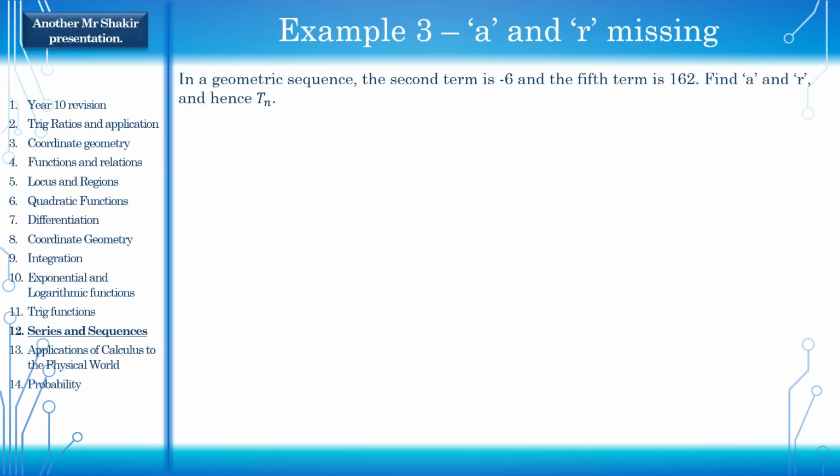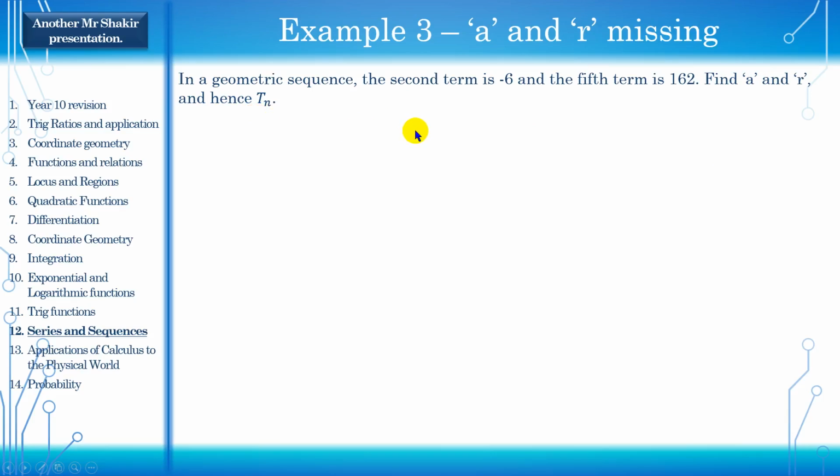Alright, so example 3, when A and R are missing. The next archetype, or the next type of question that you'll find, is where A and R are missing. We've done the question where n is missing. We've done a question where the nth term is missing. Now we're doing a question where A and R are missing. So in a geometric sequence, the second term is -6 and the fifth term is 162. Find A and R and hence the nth term.